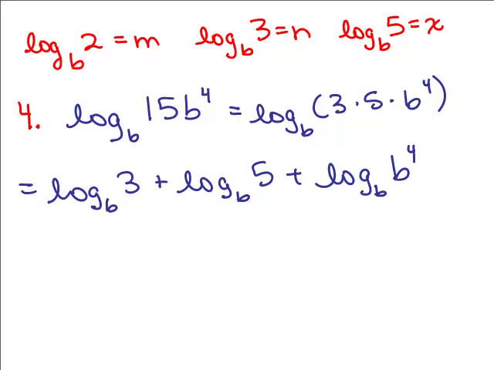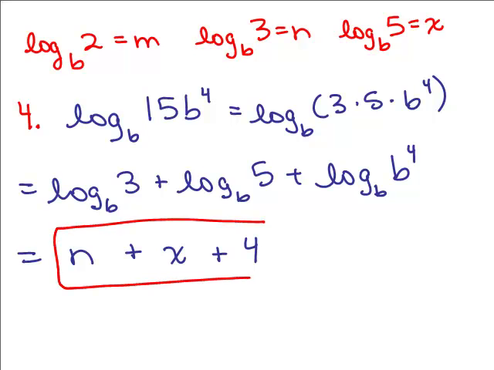Okay, now what's the log of 3 base b? N. And the log of 5 base b? That will be x. And what's this over here? The log base b of b to the 4th, that's another one of your properties. B to the what power equals b to the 4th? That would just be this exponent of 4. And there we go.